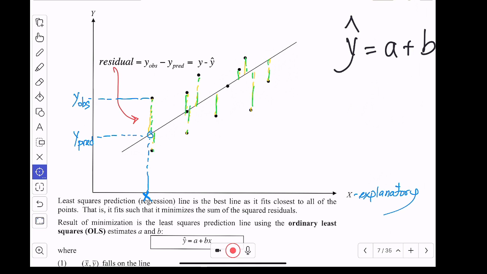This sounds like a really tedious exercise, right? There's got to be a better way to do this, and the fact is there is. Mathematically, a computer would be finding the line such that the total of all these residuals was minimized.